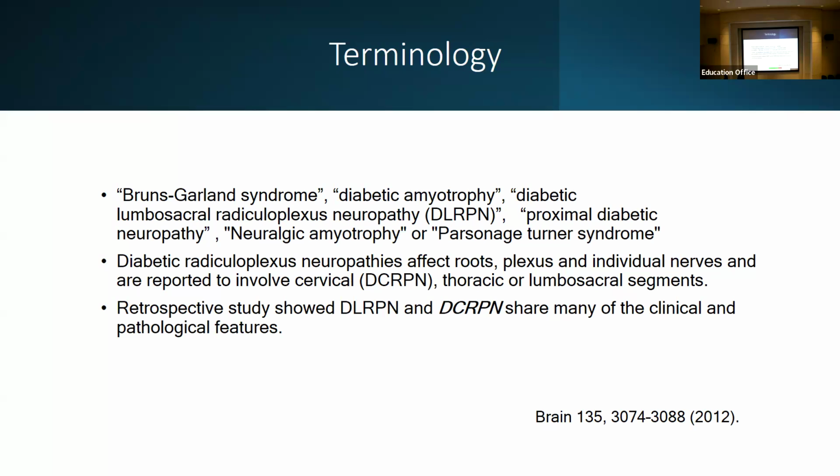It depends. Diabetic radiculoplexus neuropathy can affect the roots, the plexus, and even peripheral nerves. It has been reported that DRPN can affect the cervical, brachial, thoracic, and lumbosacral plexus, the different segments. A retrospective study showed that diabetic lumbosacral radiculoplexus neuropathy and diabetic cervical radiculoplexus neuropathy share many clinical and pathological features. Therefore, in my talk, I'm going to focus on DRPN.